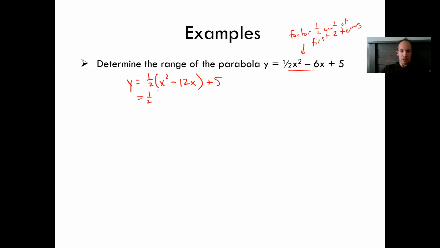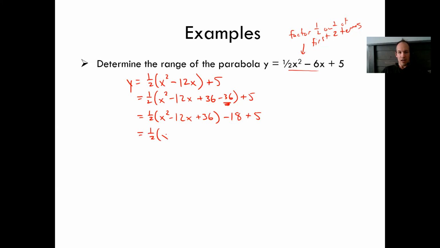So b over 2 squared, well, if 12 is b, then b over 2 is 6. 6 squared is 36. Minus 36 plus 5. So this is going to become 1/2 x squared minus 12x plus 36. And I'm going to multiply 1/2 by negative 36, so it's going to come out of the brackets as negative 18. And then the plus 5 is there. 1/2 x minus 6 squared, and this is going to become negative 13.